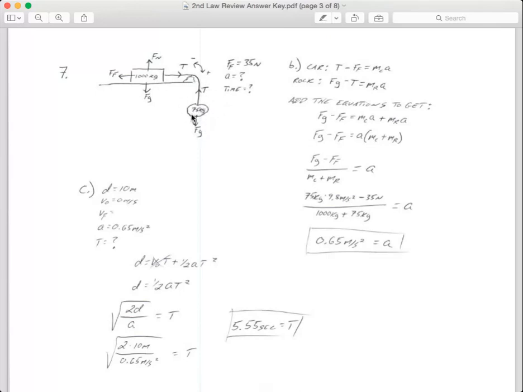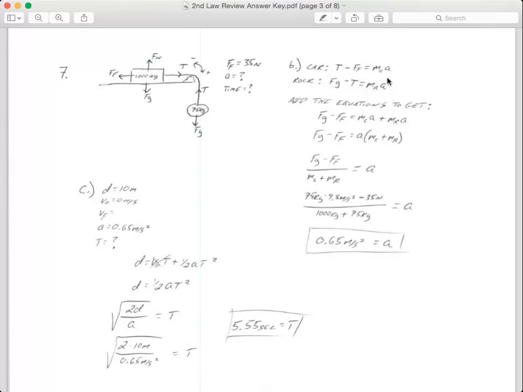This setup is almost identical to number 6 because I'm going to have two equations, one for the car, one for the rock. So for the car, tension is going to the right, friction is going to the left, and I'm saying anything to the right and for the hanging block down is positive. So tension is positive, and friction, because it goes to the left, is negative. That's going to equal the mass of the car times the acceleration of the car. For the rock, force of gravity goes in the positive direction. Tension is going in the negative direction, so gravity minus tension equals the mass of the rock times the acceleration.